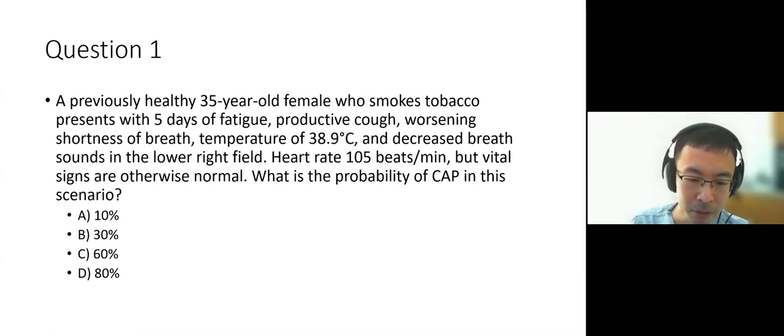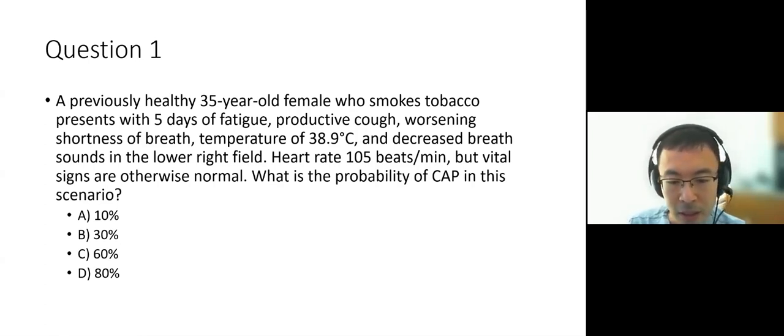So let's throw the first question at the audience. You have a previously healthy 35-year-old female smoker who comes in with 5 days of fatigue, productive cough, worsening shortness of breath, and fever of 38.9 degrees Celsius. She has decreased breath sounds in the right lower lung field. Heart rate's 105. The rest of the vital signs are normal. What is her estimated probability of CAP?